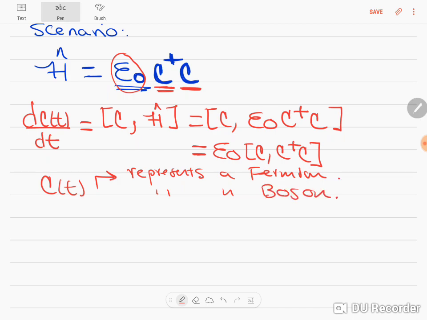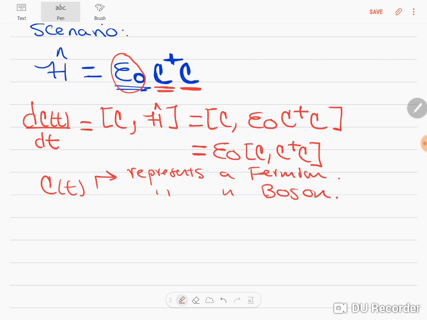So this we have to think about very deeply. What is it? Is it an electron, that is a fermion? Is it a photon, that is a boson? Is it a single vibration mode, that is a boson? Is it a neutron, that is a fermion? This is what we have to think of, because the rules to calculate that commutator will be different depending on whether it's a fermion or a boson.